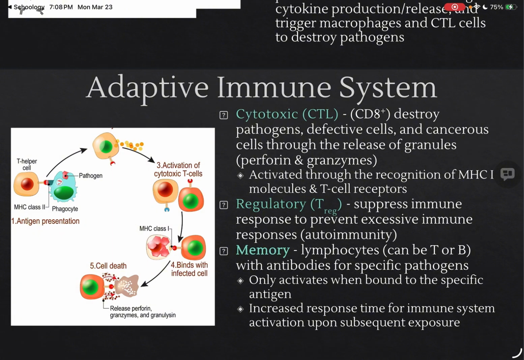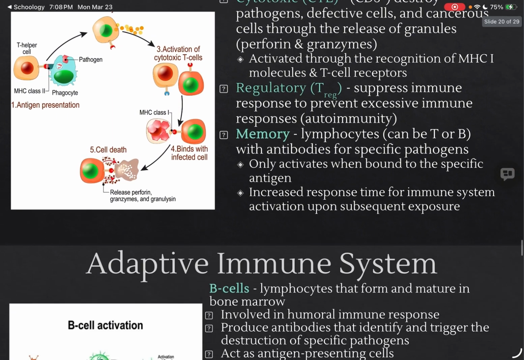And then finally is our memory lymphocytes. It can be a T or a B cell. Both of these cells have memory with the antibodies for specific pathogens. Again, both T cells and B cells have this. It only activates when it's bound to a specific antigen, but it does increase the response time for the immune system activation upon subsequent exposure.